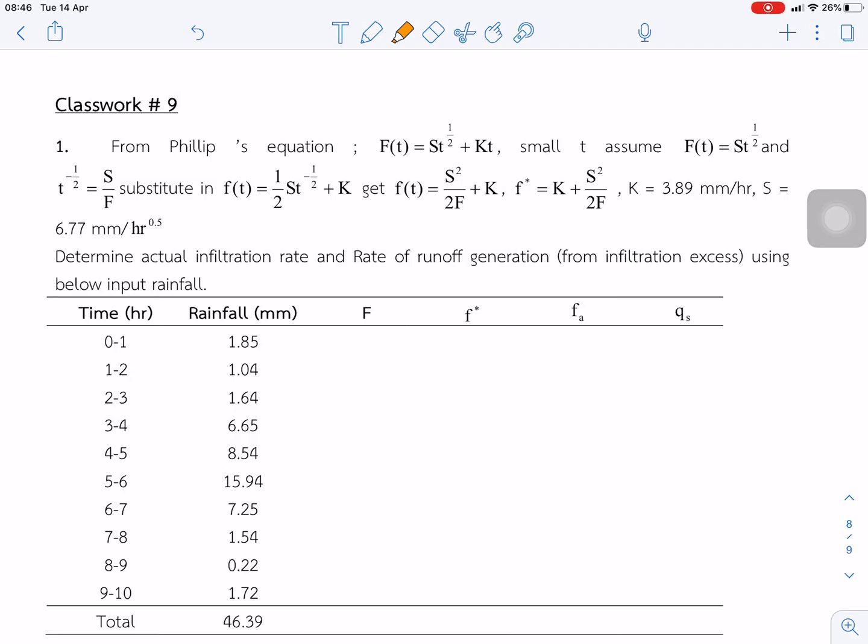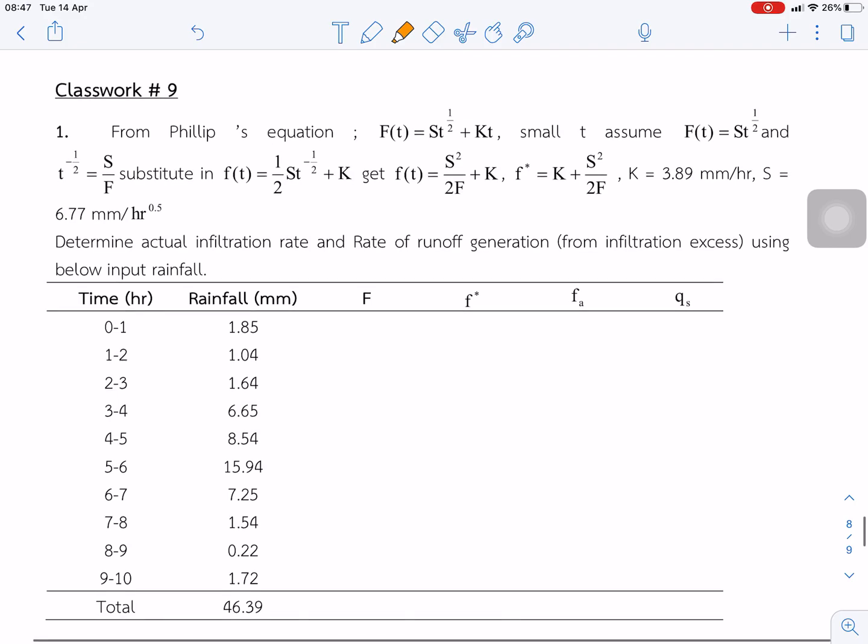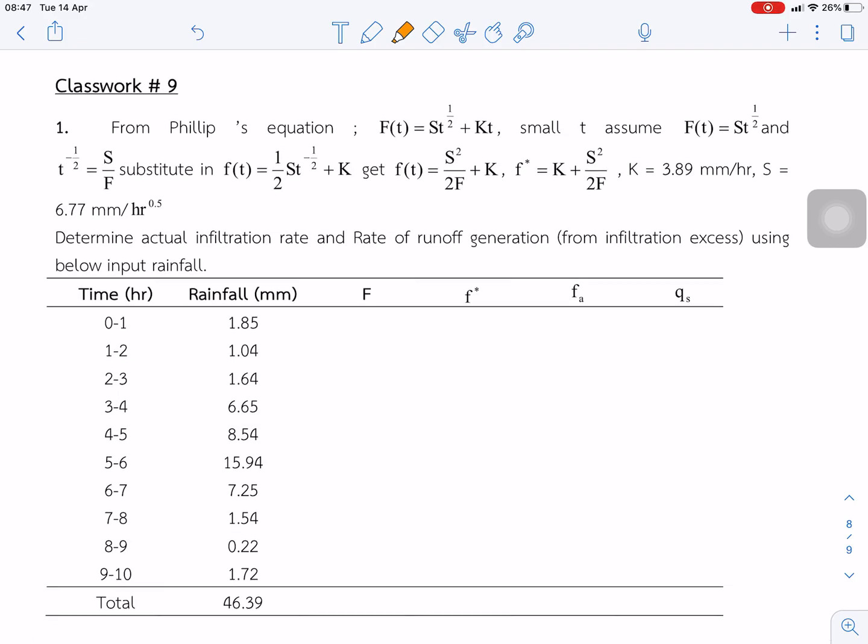Classwork 9, or assignment 9, has two problems. The first problem is to find the actual infiltration rate, from runoff generation from infiltration excess, using the given input rainfall. We are given the Phillips equation, which is an infiltration equation.